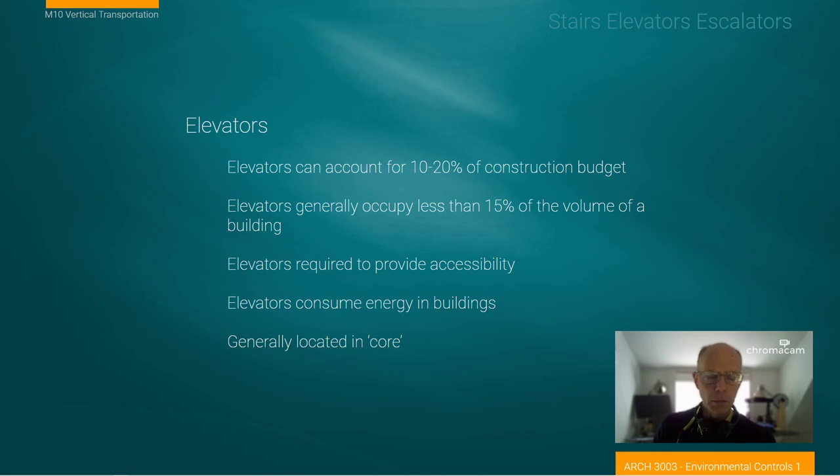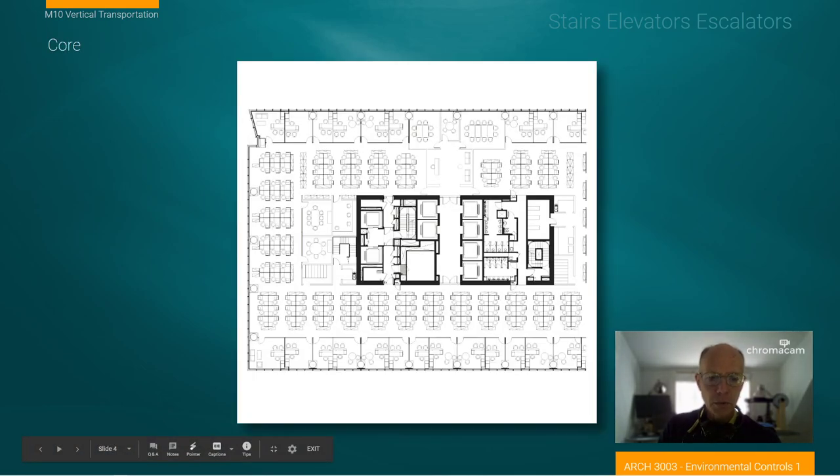But for the most part of this discussion, we're going to talk about elevators because they are unique unto themselves. They are expensive. They can account for up to 10 to 20% of the construction budget. They take up a very small volume in the building, so they're an attractive way of moving vertically. They provide accessibility that stairways don't for people in wheelchairs or with other disabilities. But they do have downsides. They consume energy. And then again, upsides, they can be located in what's called the core structural center of our buildings, and they can form part of the stability system.